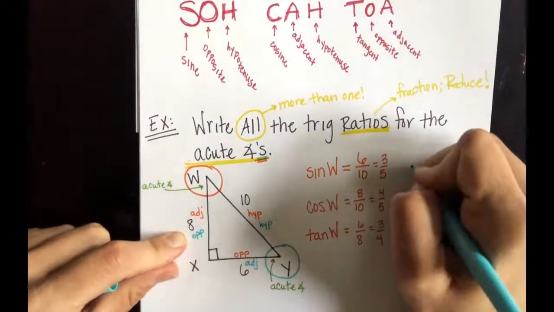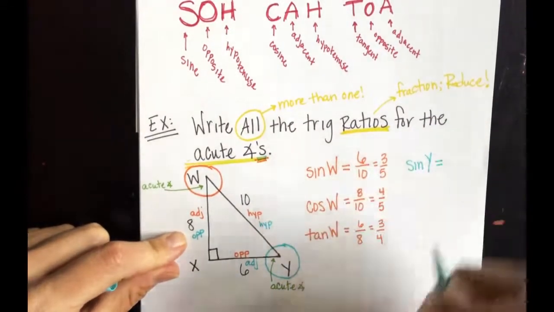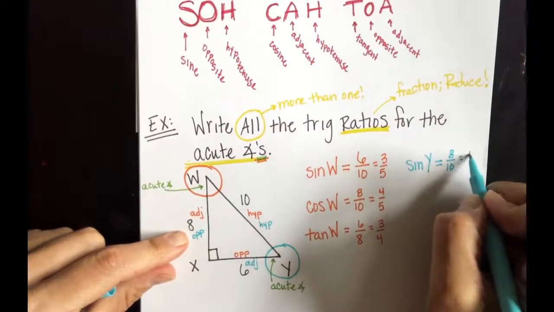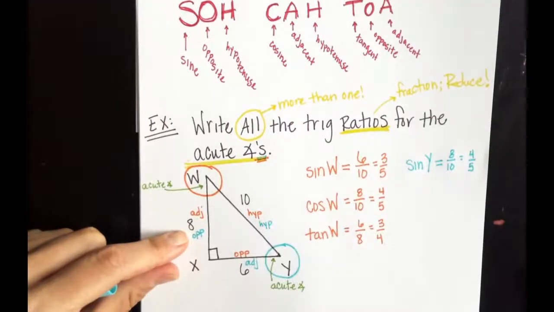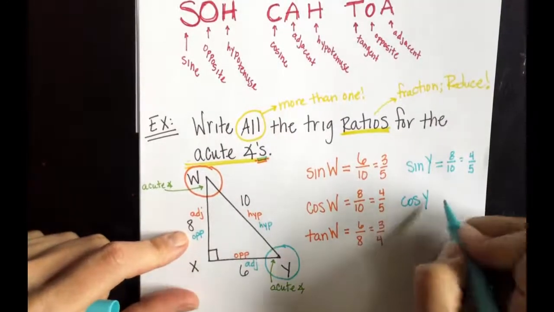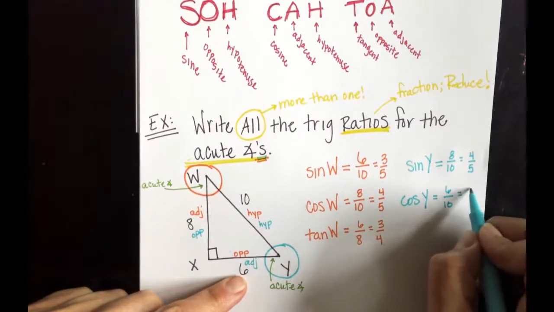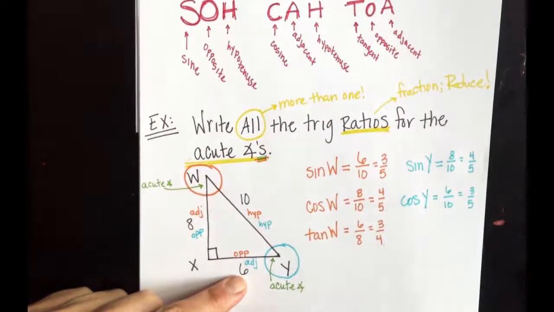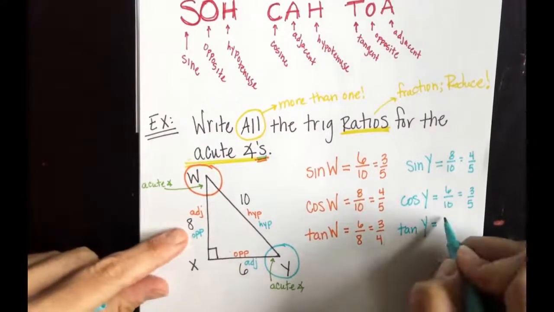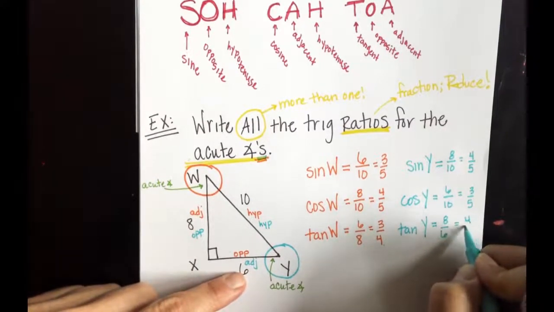So I'm going to start again. Sine of Y equals opposite over hypotenuse, and we reduce. Cosine Y, that's now adjacent over hypotenuse, and we reduce. Tangent Y, and that's opposite over adjacent, and we reduce.